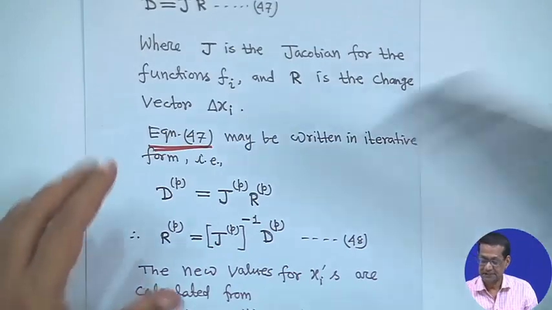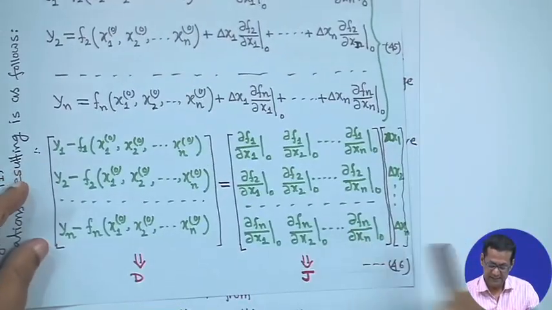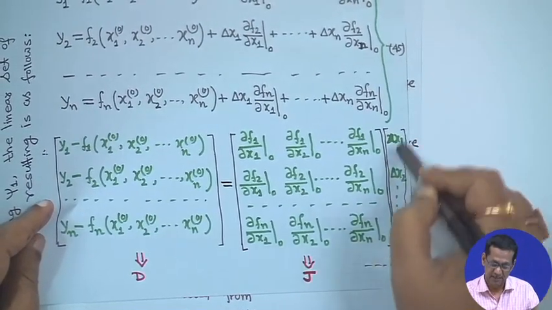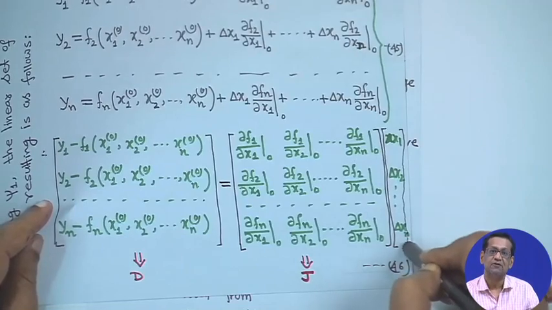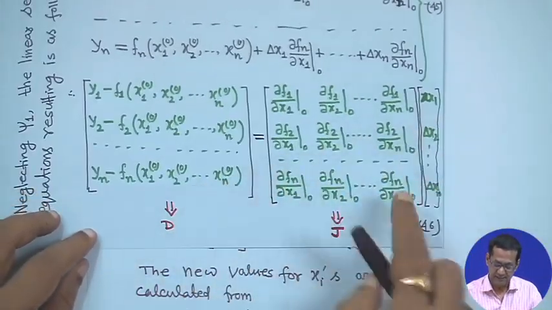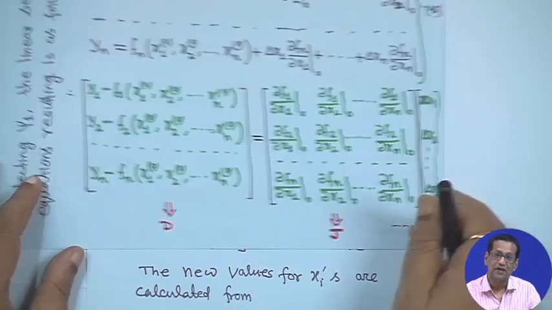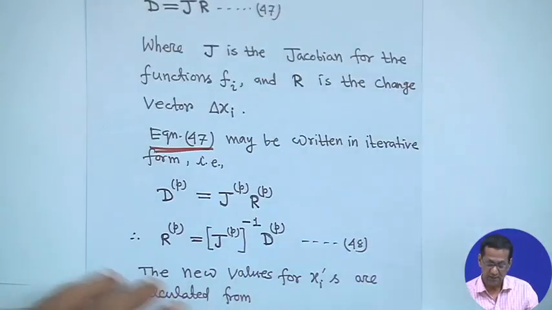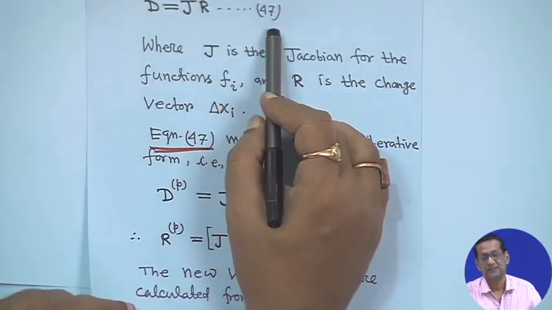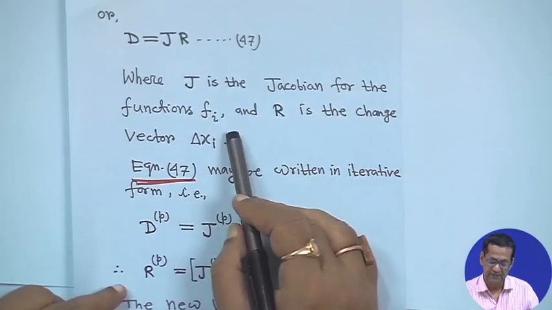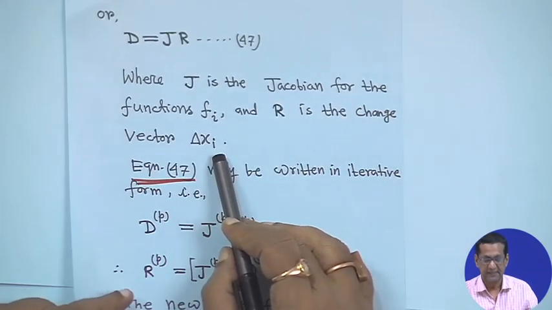Therefore, in this equation this is D, this is J, and this vector delta x 1, delta x 2, up to delta x n can be called capital R. That means D can be written as J R. Not shown here, but if this is D, this is J, and this vector is R, then the equation can be written as D is equal to J R. This is equation 47, where J is the Jacobian for the functions f i and R is the change vector, that is delta x i.